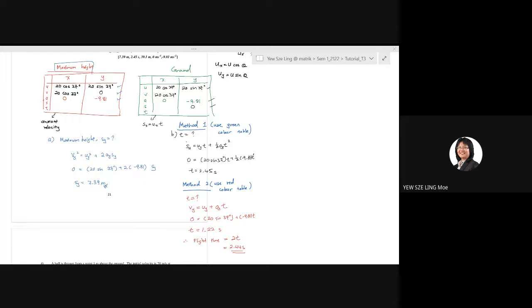Madam? Yes? Apa beza maximum height dengan ground? Tadi saya terlepas. Maximum height dengan ground, dia punya perbezaan yang paling utama adalah dari segi Vy dengan Sy.